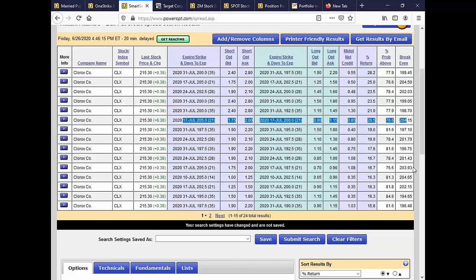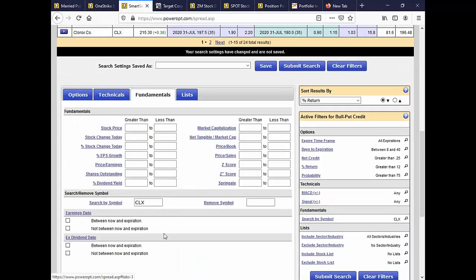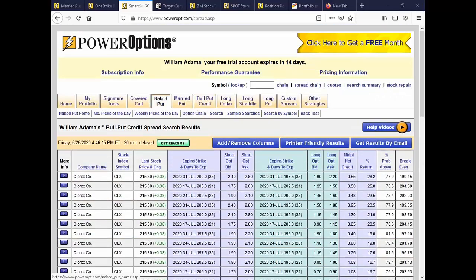So depending on your probability range, what you're most comfortable with and what return you're targeting, you might have some better thoughts here. You might quickly be able to see it just by using the search tool and using that function, search by symbol under the fundamentals in that case. Okay, so that's how I use it to identify the bull put credit spread. Search by symbol is a great place to start.